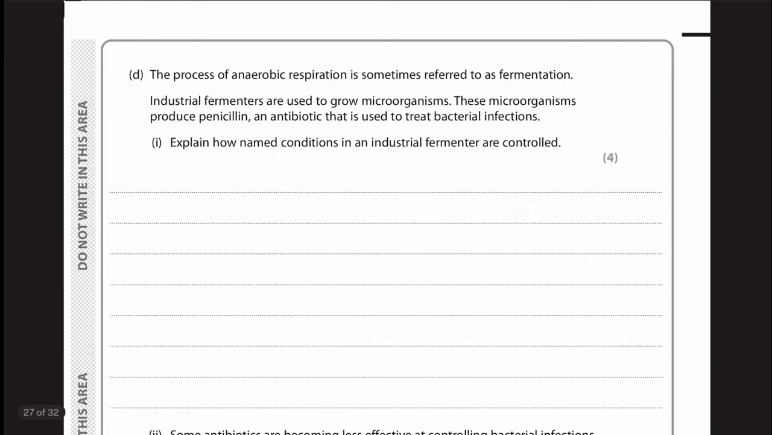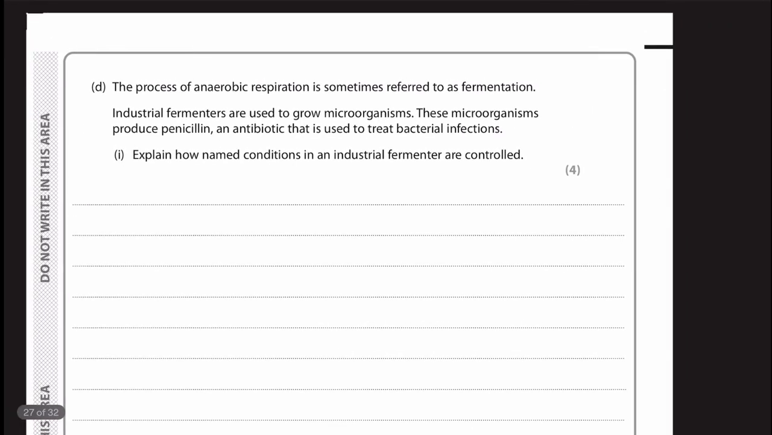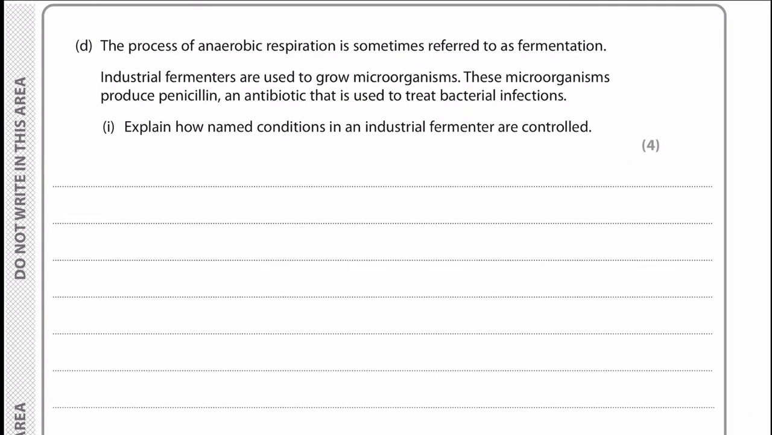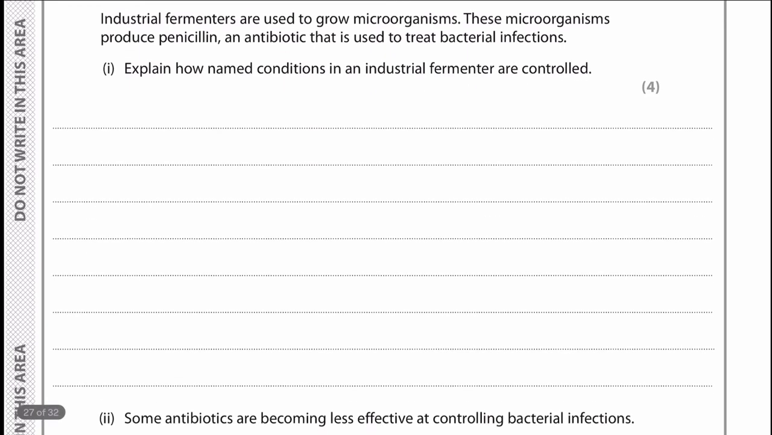There we go. The process of anaerobic respiration is sometimes referred to as fermentation. Industrial fermenters are used to grow microorganisms. These microorganisms produce penicillin, an antibiotic that is used to treat bacterial infections. Explain how named conditions in an industrial fermenter are controlled. Pure theory question. I think this is just based on your understanding. If you've studied hard enough, you should know everything. So how are the named conditions in the industrial fermenter controlled?